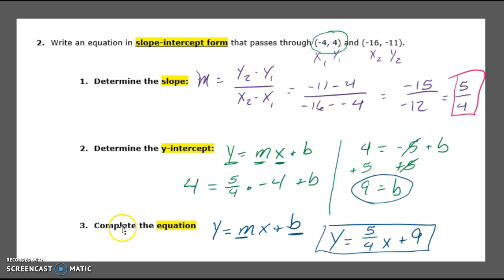Okay, next we just need to complete the equation. We're dealing with the slope-intercept form, so I need the slope, which we found earlier, and I need the y-intercept, which we just found. So we just plug those in. y equals 5/4 x plus 9. It's always fair game to use STAT. STAT gives you the slope-intercept form of the equation. This is how you do it without using technology, but if you know how to use technology, that's fair game.